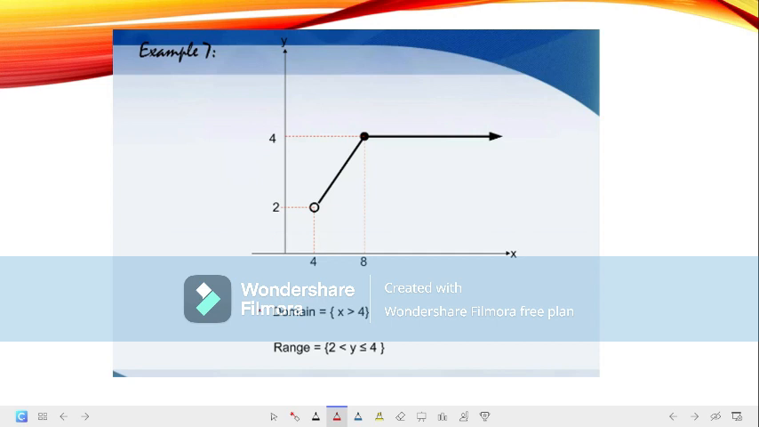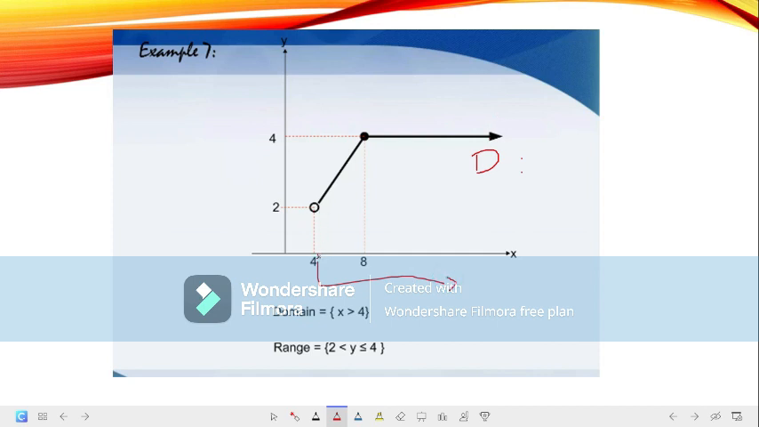So how are we going to present our domain? Okay, let us start with our domain using the interval. Again, we're going to focus on the x-axis. We're talking about the x values, from here to that direction, because we have here an arrowhead.